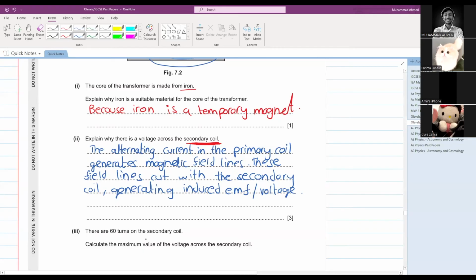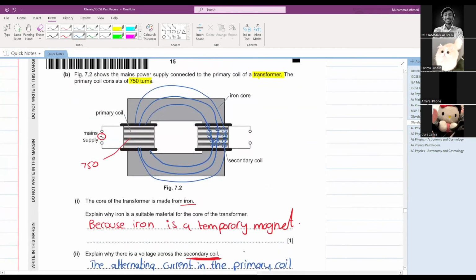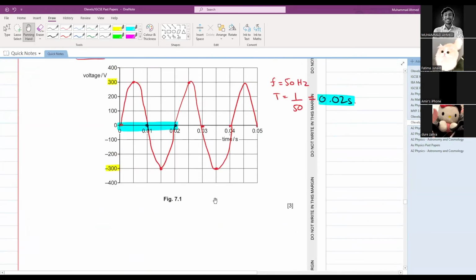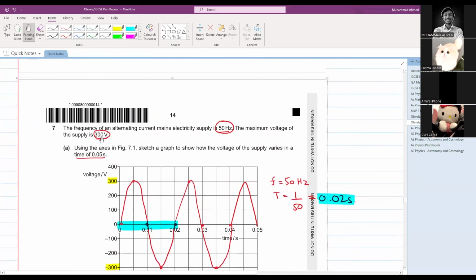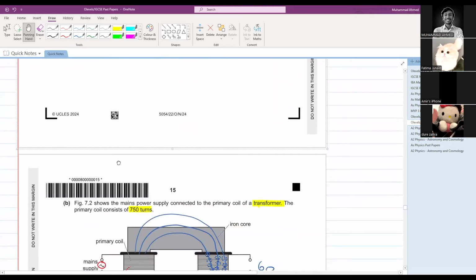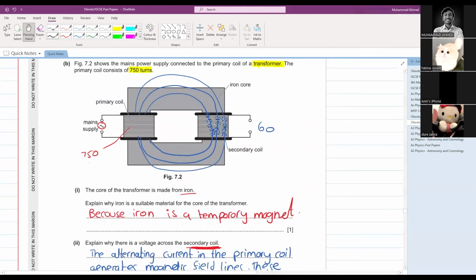There are 60 turns on the coil. Calculate the maximum value of voltage across the secondary coil. There are 60 turns on the secondary coil. What were the number of turns on the primary coil? 750. The number of turns on the secondary coil is 60. What was the voltage across the primary coil? The voltage across the primary coil is 300. We have literally everything.